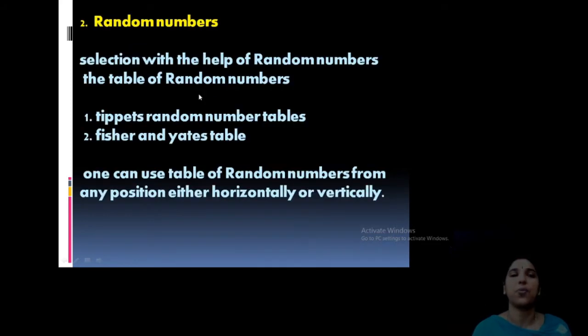Clear? Okay. Now, the second method is random numbers. What do you mean by random numbers? Random numbers means selection with the help of random numbers or a table of random numbers. What is a table of random numbers? Tippett's random numbers are available. A table is available, and from that table you can move your pencil through those numbers. When you put a pencil somewhere, you take that number. So this is already in printed form, a printed table.